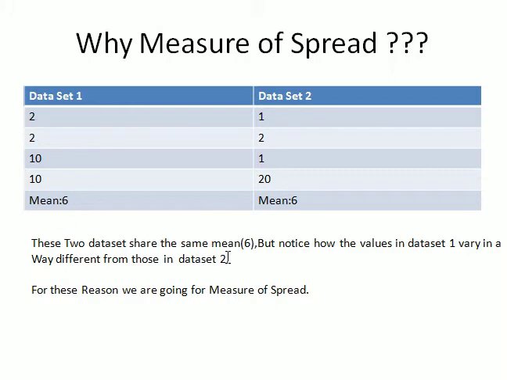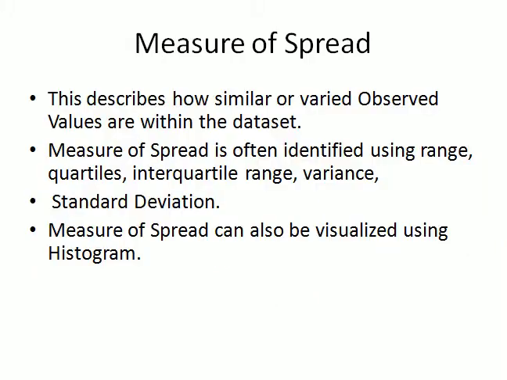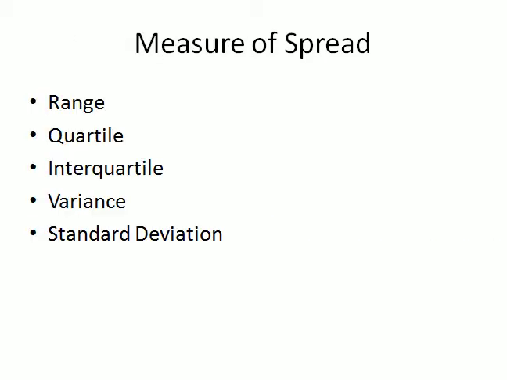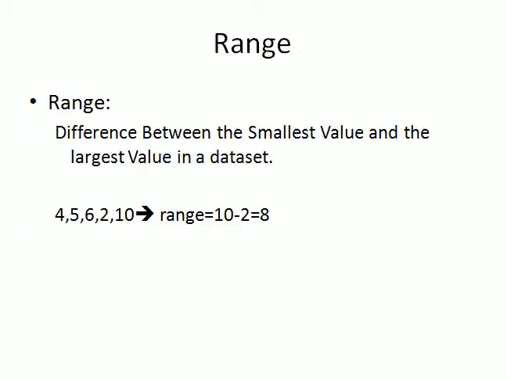Now we can calculate range, which is a part of measure of spread, or we can calculate quartiles, interquartile range, variance and standard deviation. So what is meant by range? The range of a data set is a simple measurement of data variance. Range is calculated by subtracting the lowest single value from the largest single value. So the range here for this data set is 8. I guess you have understood.